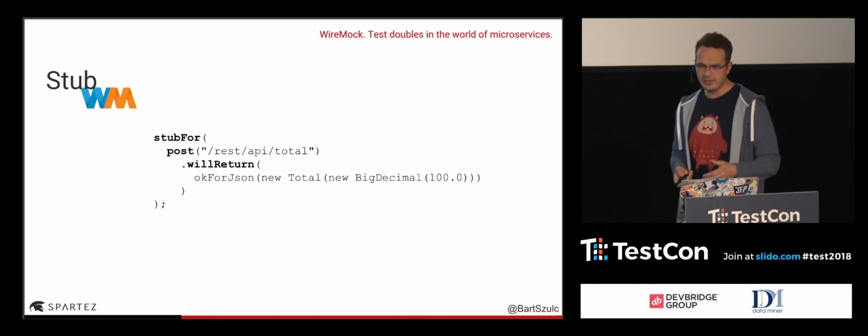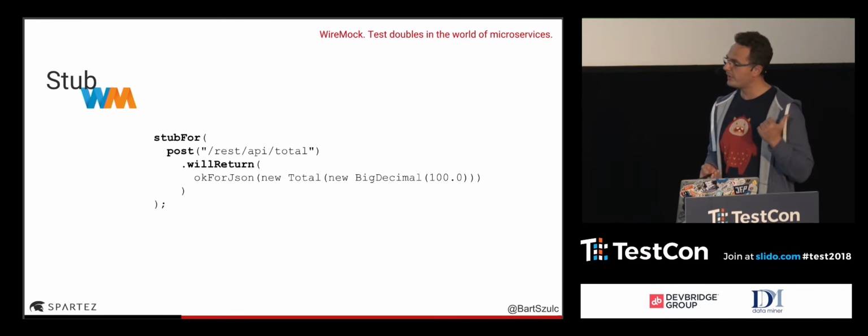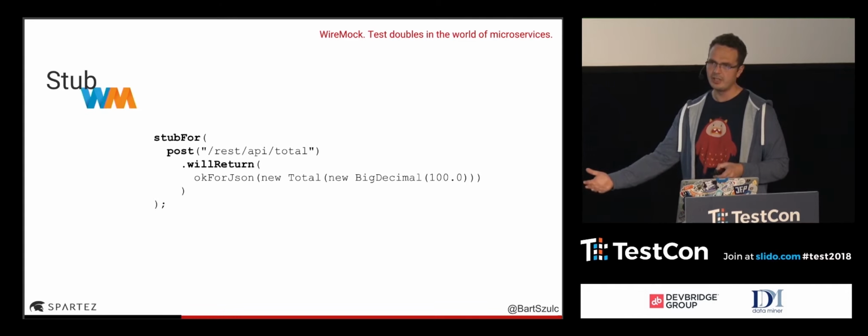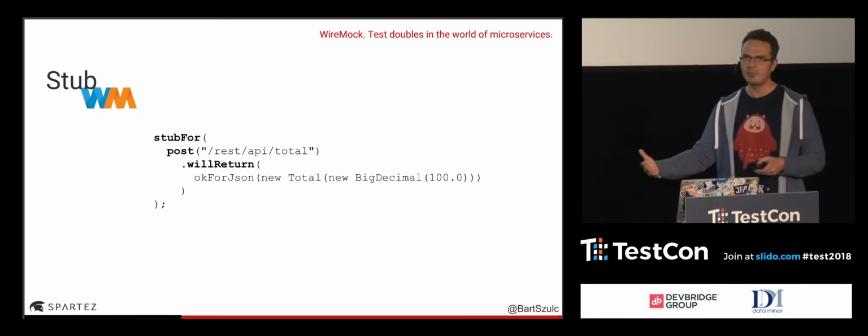And as you can see, similarly to the previous slide, this is yet another stub because we are not looking into what kind of values we pass to this REST API total with this REST API total request.